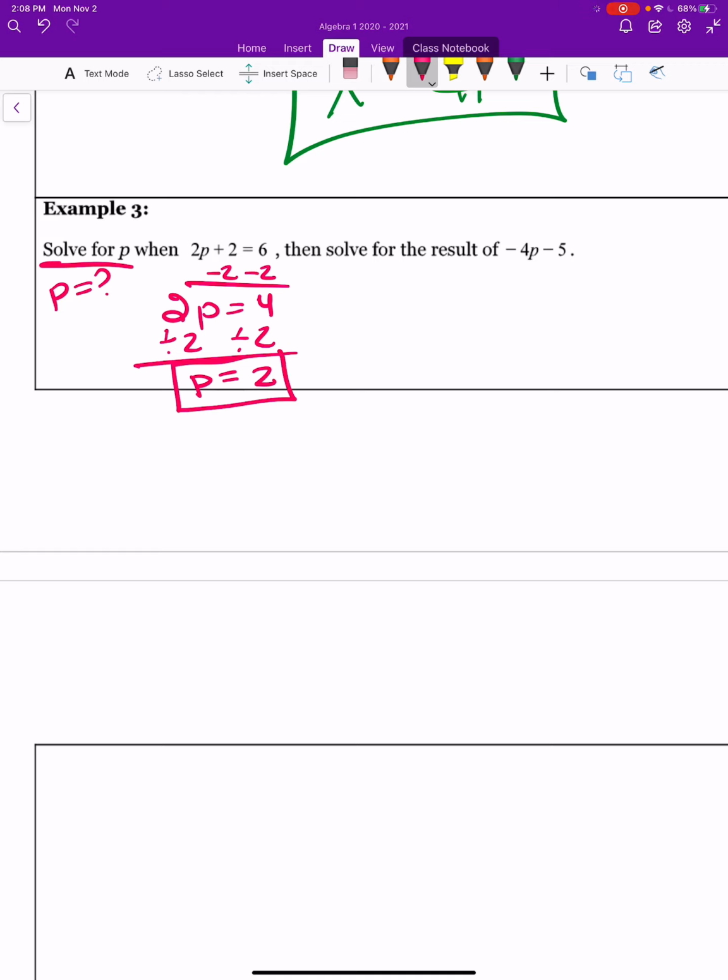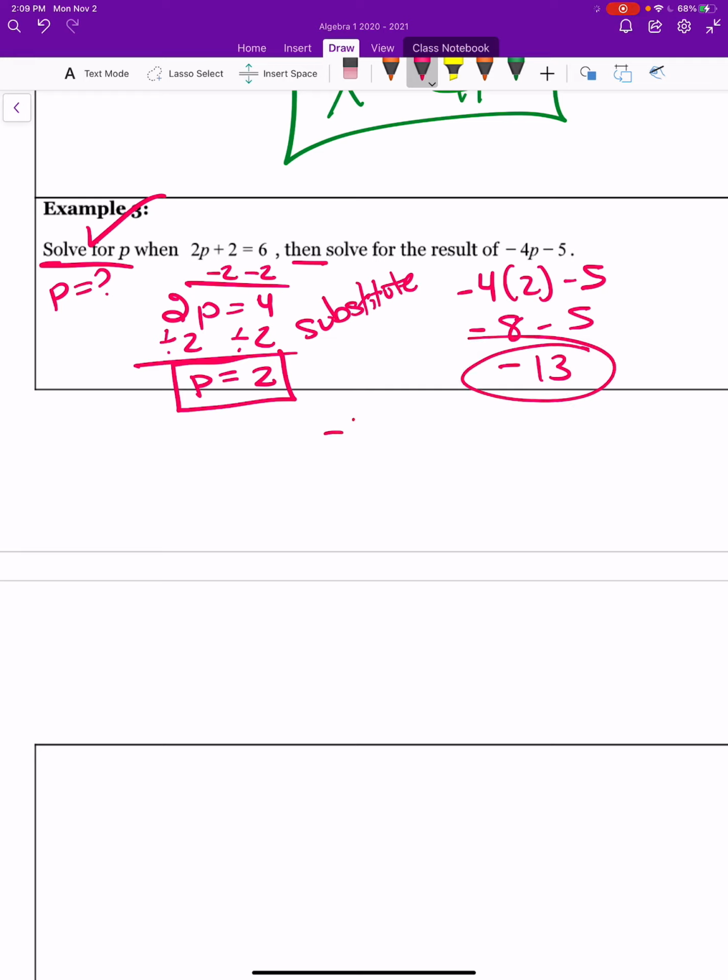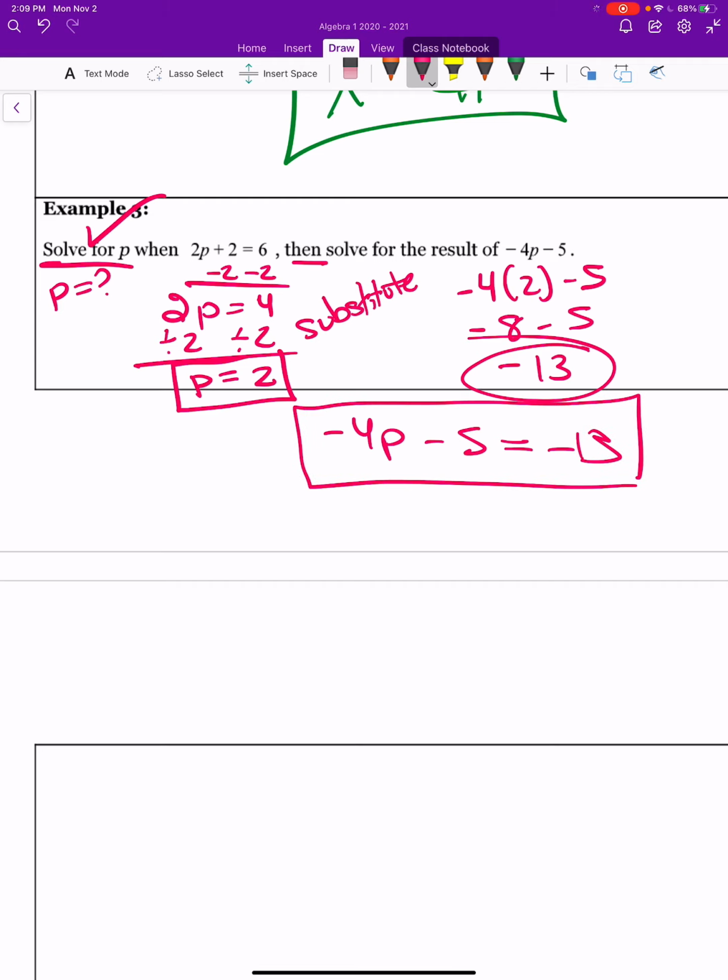So now that I solved for p, check. Then solve for the result of negative 4p minus 5. I'm going to substitute the value for the variable. So negative 4 times 2 minus 5. Multiply it out and then subtract. These are all order of operations. Therefore, negative 4p minus 5 equals negative 13. This is the ending result of what I'm looking for, because it clearly shows that you solved for the result of the expression using the value you found.